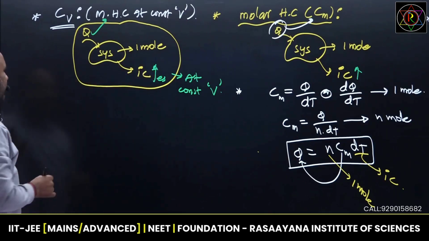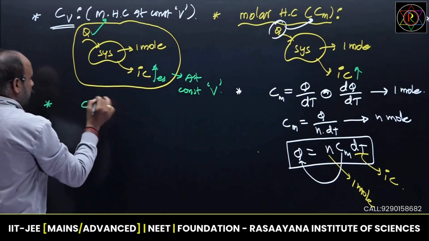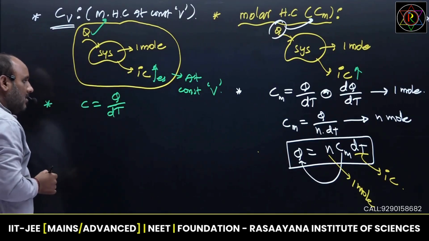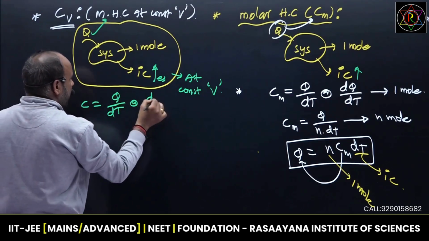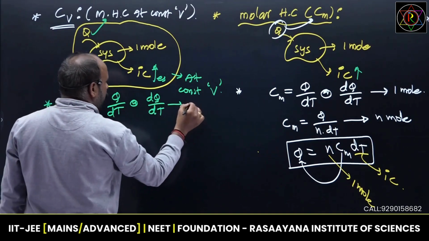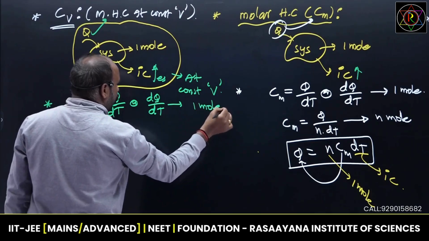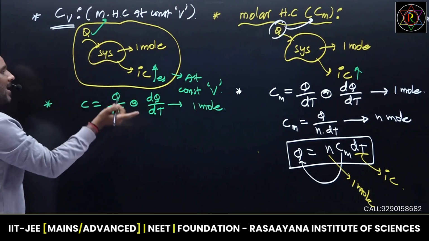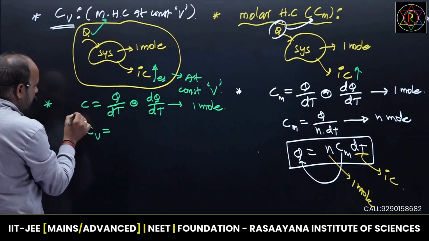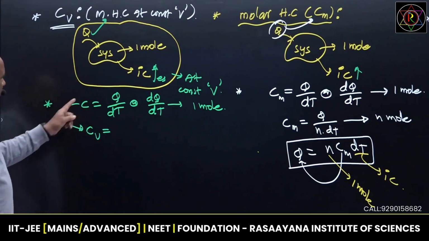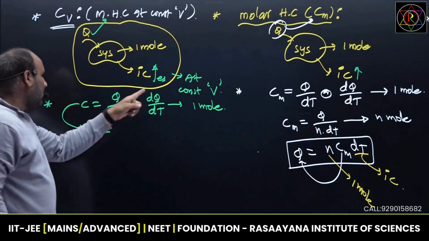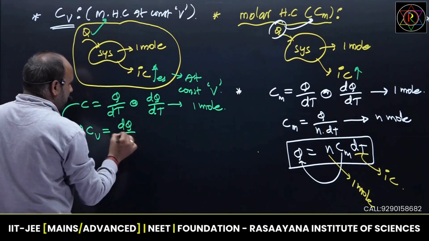So the definition equation of C: C is equal to Q by T, or C is equal to dQ by dT. This is applicable for molar heat capacity, that is, for 1 mole. If this is applied at constant volume, we get CV. When the heat capacity is considered at constant volume, C becomes CV. Therefore, CV is equal to dQ by dT.